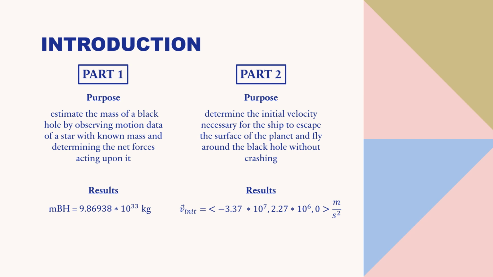The purpose of Part 1 was to observe the motion data of a star and the net forces acting on it to determine the mass of a black hole, which was 9.87 times 10 to the 33.